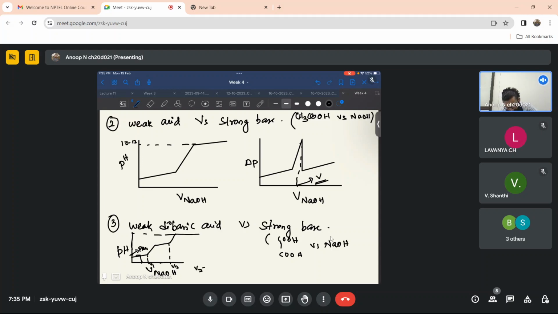So V2 minus V1 by 2 will give this value. So this will be the pKa2, that is dissociation constant. Here also you can do similarly. V by 2, so this is pKa, the dissociation constant. Similarly, the second plot also you already know, so I'm not touching that. These are the portions, the detailed titration methodology you have seen in the videos.